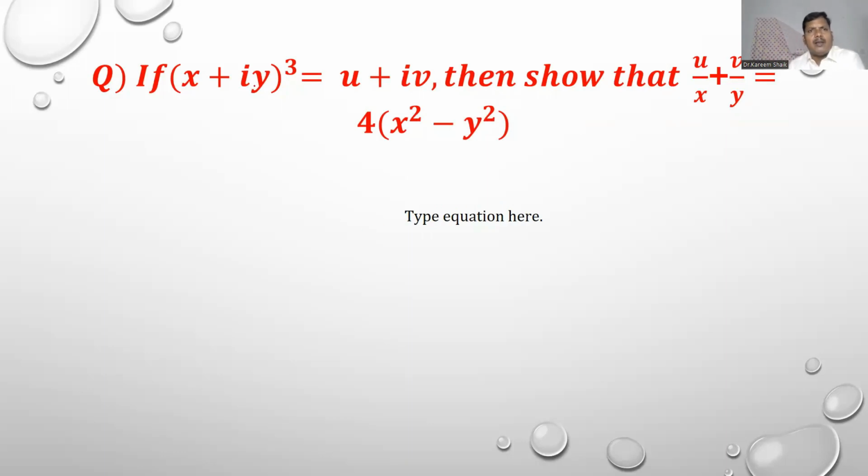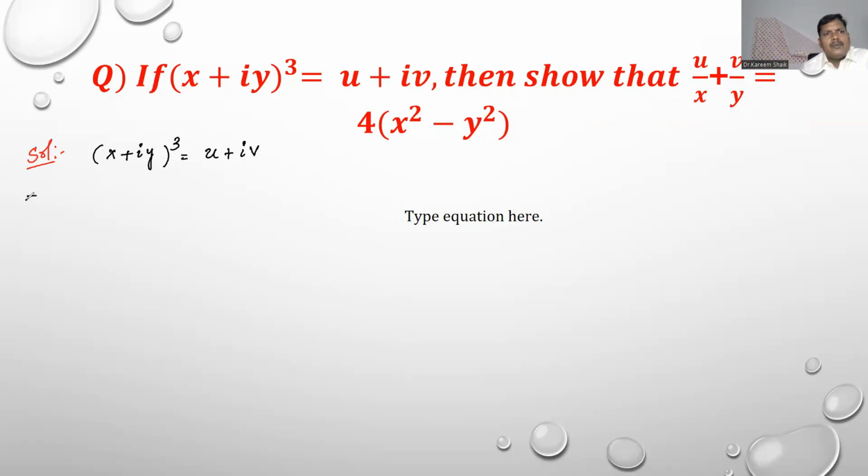If (x plus iota y) whole cube equals to u plus iota v, then show that u upon x plus v upon y equals to 4 times of (x square minus y square). We will try this. Let's see here. Better I will change the color. Given (x plus iota y) whole cube equals to u plus iota v.